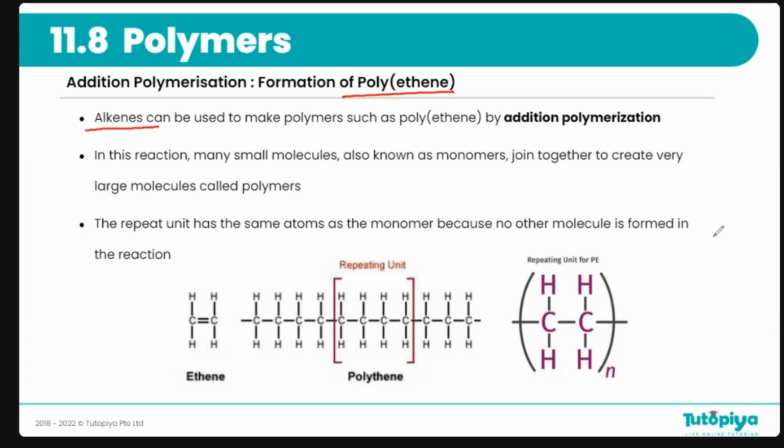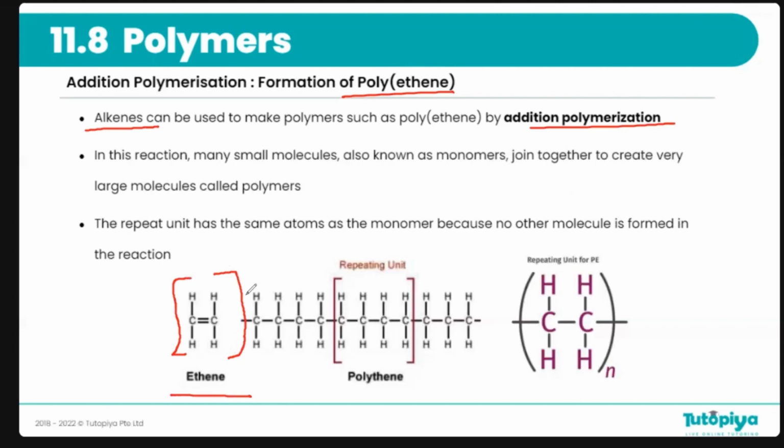So in this example, we are going to look at the formation of polyethylene. Here we use the alkene ethene to make polyethylene by using addition polymerization. So here, in any type of polymerization, first you need to identify the monomer, then the repeating unit, and then what the polymer looks like. The monomer here is the ethene. So ethene has two carbons.